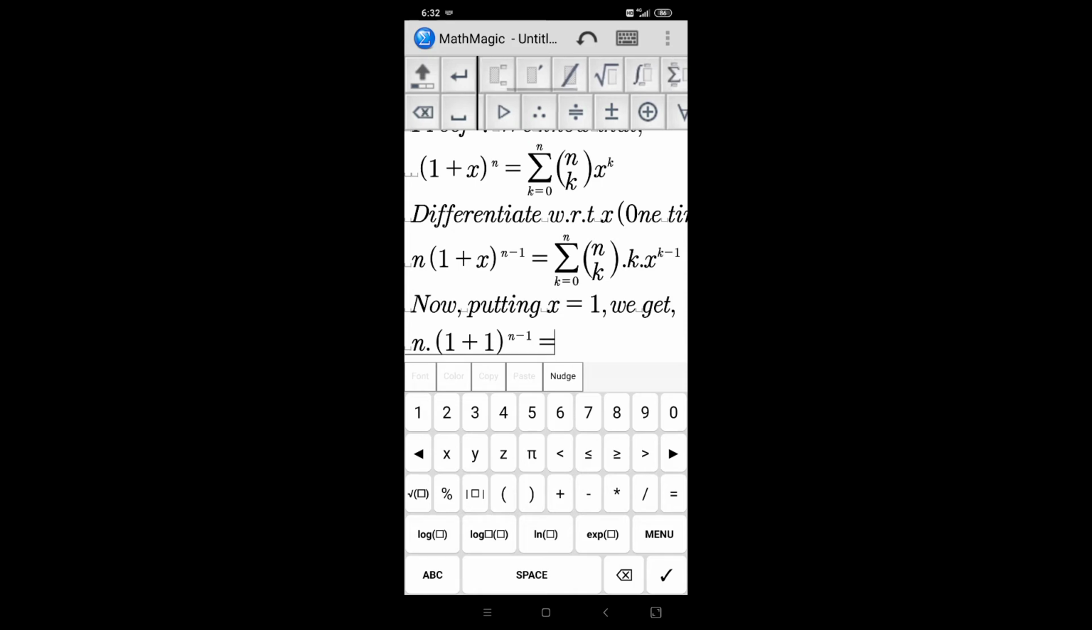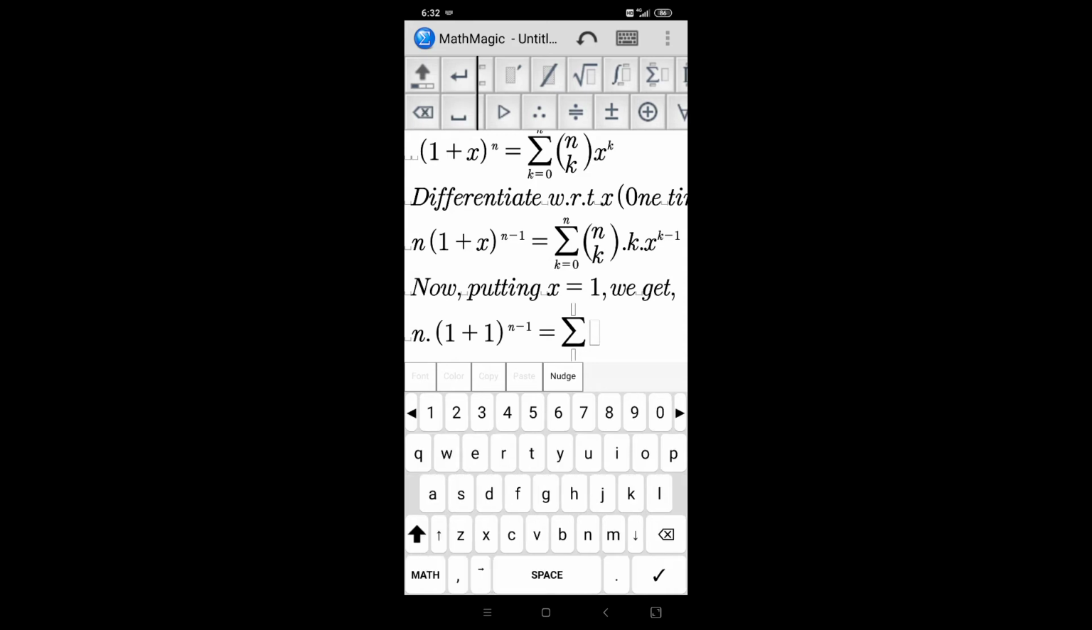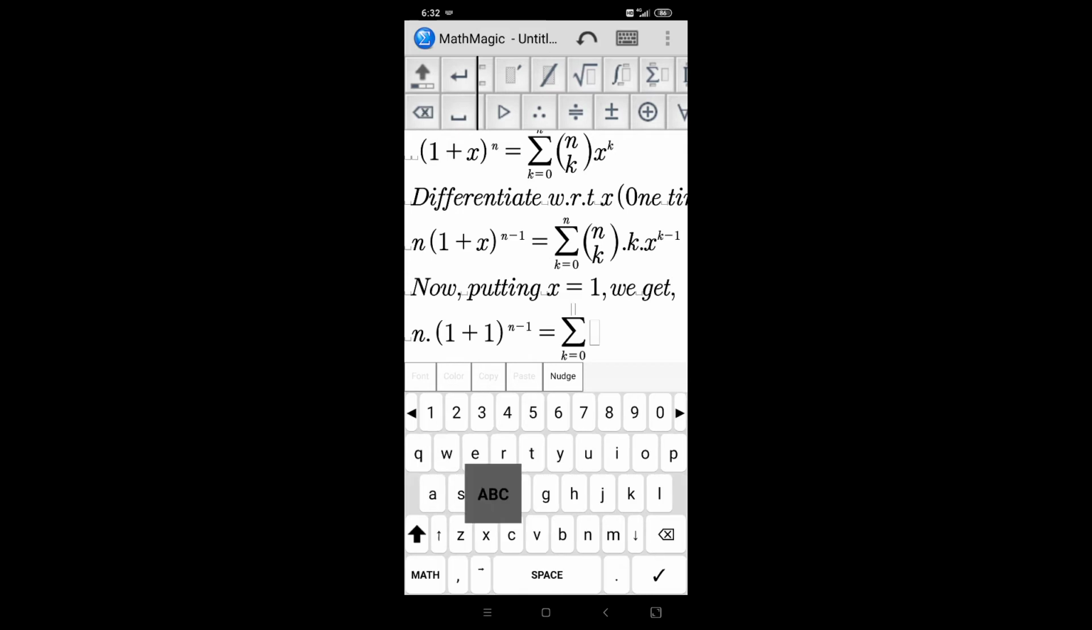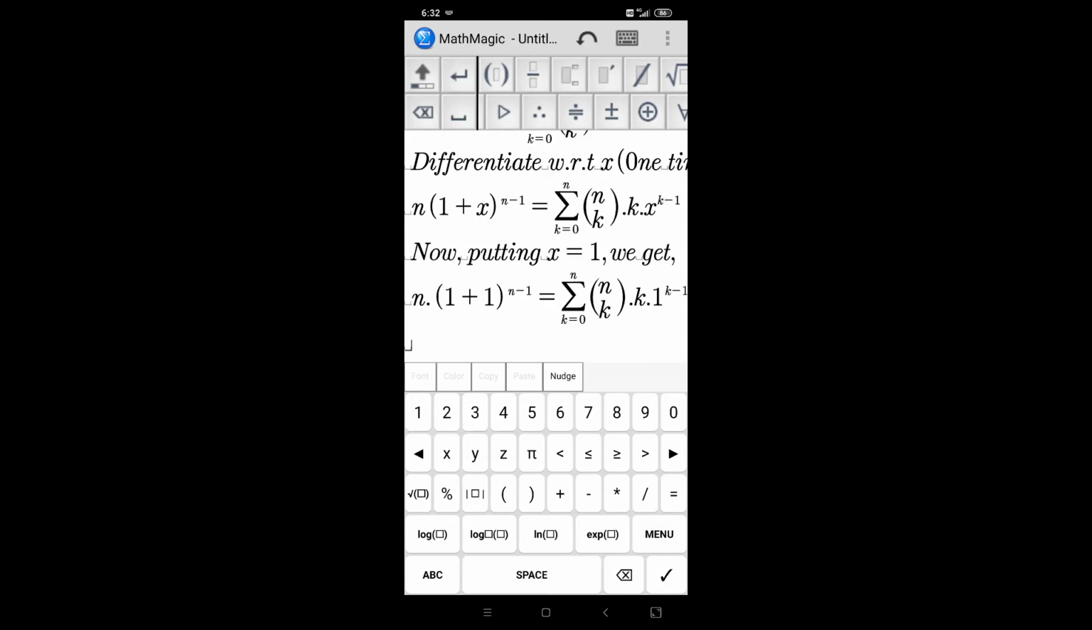equal to the sum from k equal to 0 to n of n combination k into k into 1 to the power k minus 1. We know that any power of 1 will be just 1, right?